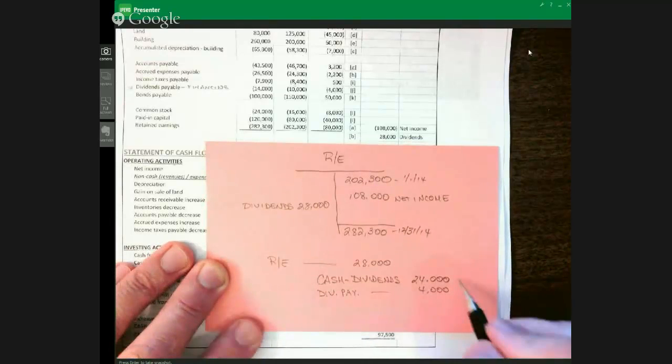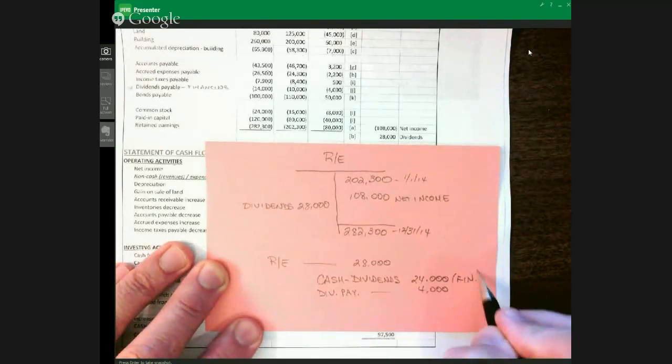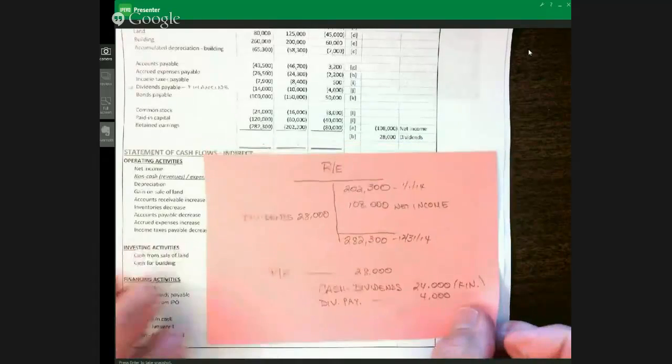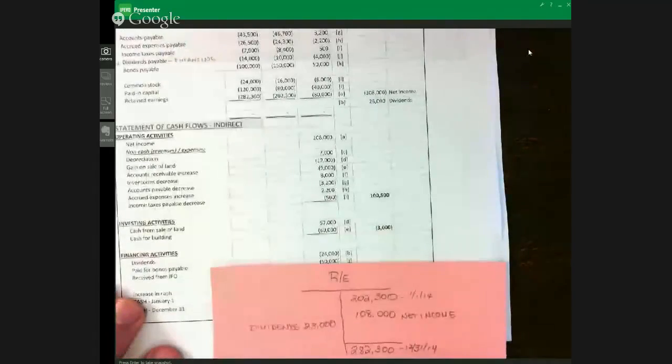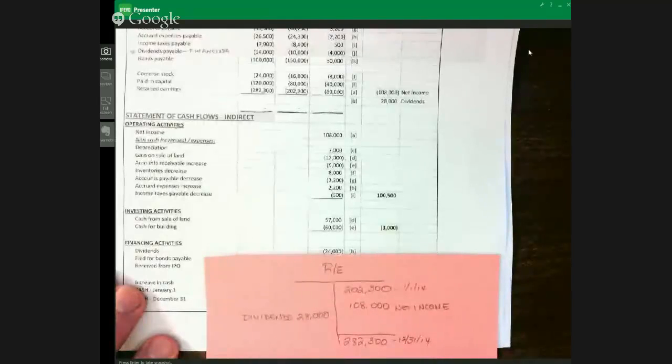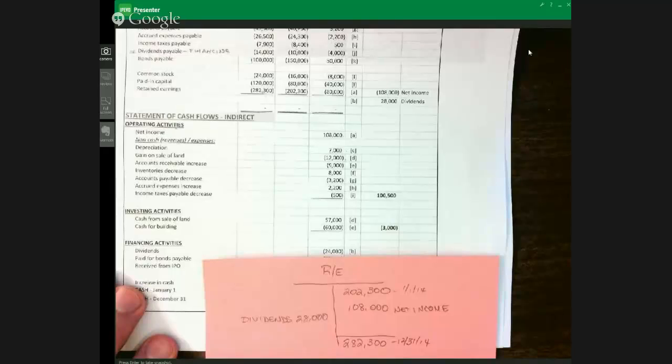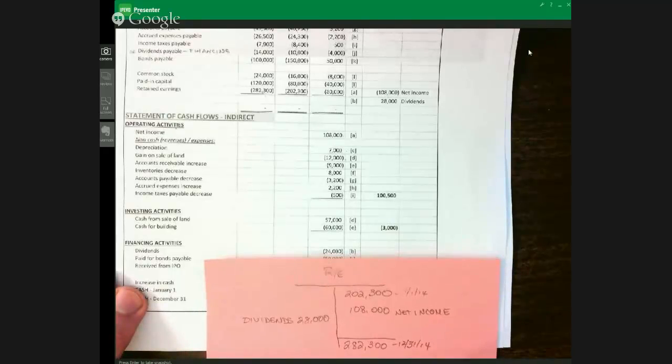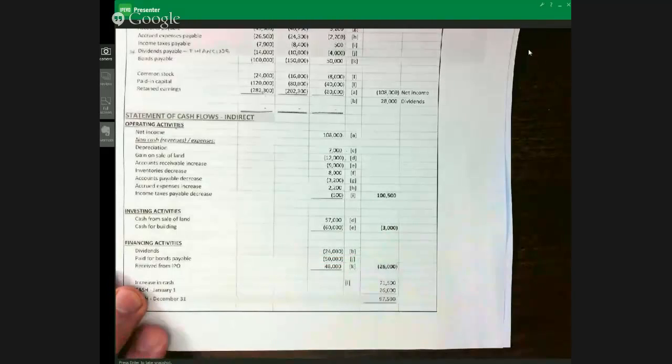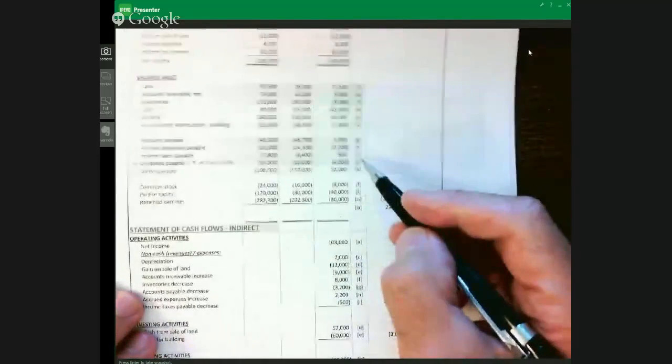And dividends would be a financing activity that we would show under the financing activities in the statement of cash flows as a credit. Okay, all right, so that takes care of the dividends.